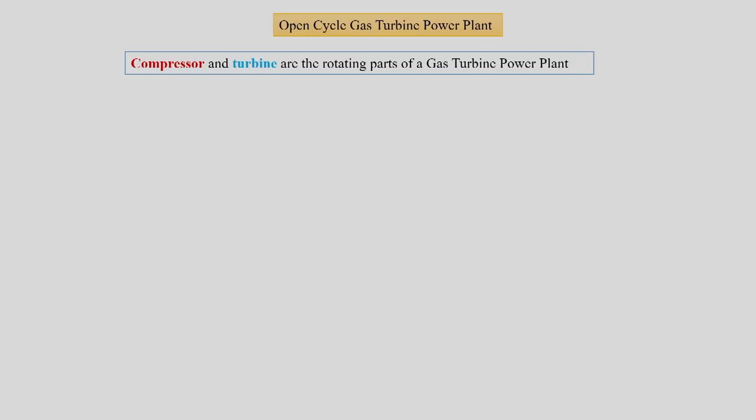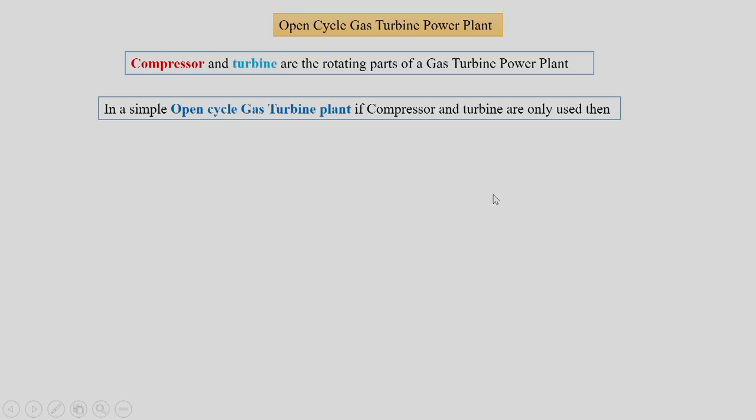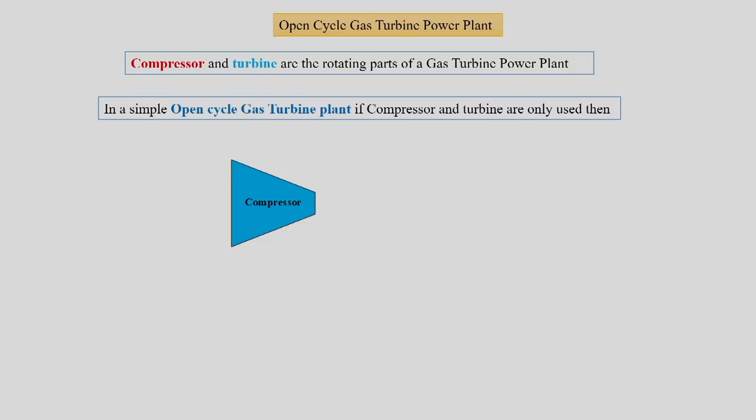We have seen that as a gas power plant is a turbo machine, the compressor and turbine are the two rotating parts of the gas turbine. And these two elements are again there in the open cycle gas turbine power plant. Now suppose there is a compressor and there is a turbine, and together they would make a gas turbine power plant. So, I will connect the compressor and the turbine.